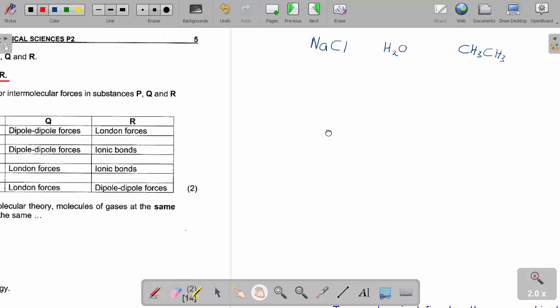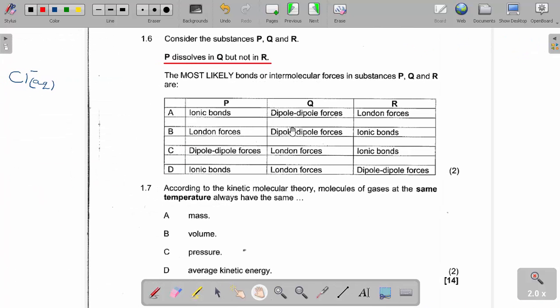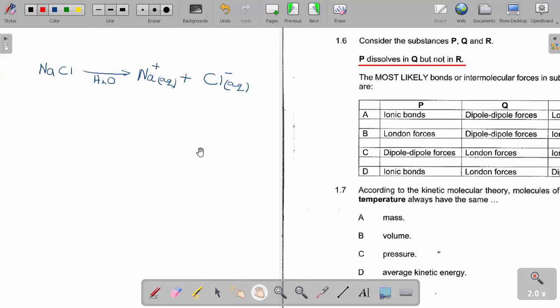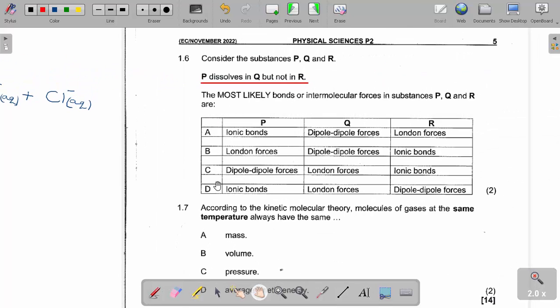It has what we call dipole forces, and then this one, because it is non-polar, has what we call London forces. So in this case our order should be what? Ionic, dipole forces, and London forces. In that case sodium chloride dissolves in water by this equation here. Again, we're going to see that when we come to extra classes next month, that is sodium chloride dissolving in water gives us sodium ions plus chloride ions. Okay, all right, so our answer here is going to be A.